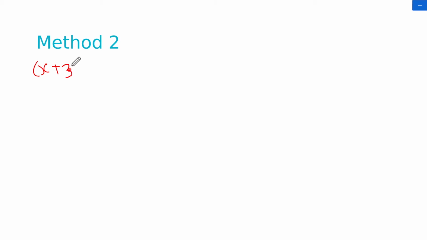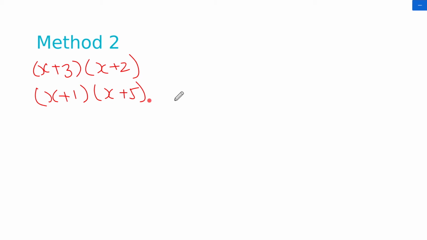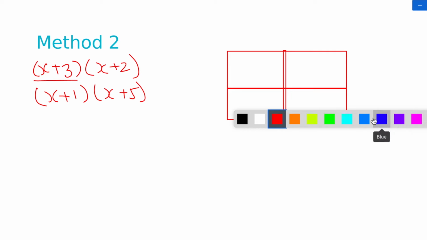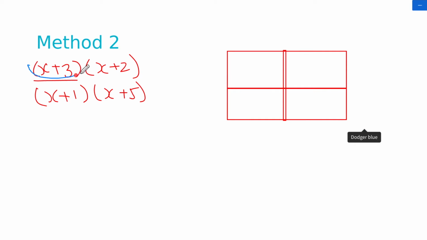Okay, x plus 3, x plus 2, and the second one was x plus 1 and x plus 5. Okay, and let's do this one using a little table. You can use this table when you do multiplication as well. It's really nice. I love this method. So I'm just going to look at this, and I'm going to put this one in a table.